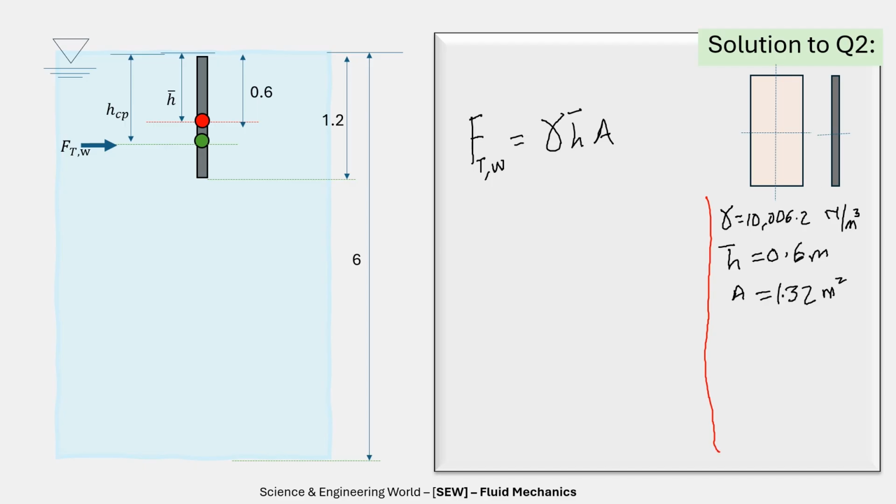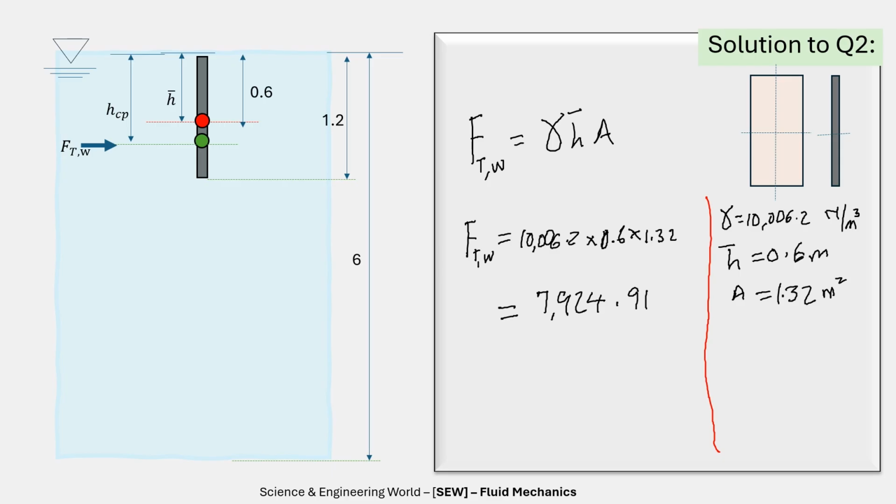Okay, so now we put these values in the expression for FTW. So FTW will be equal to 10,006.2 times 0.6 for the H bar, and then the area 1.32. Okay, by the time we put all of this in our calculator, we see that this is equal to 7,924.91.